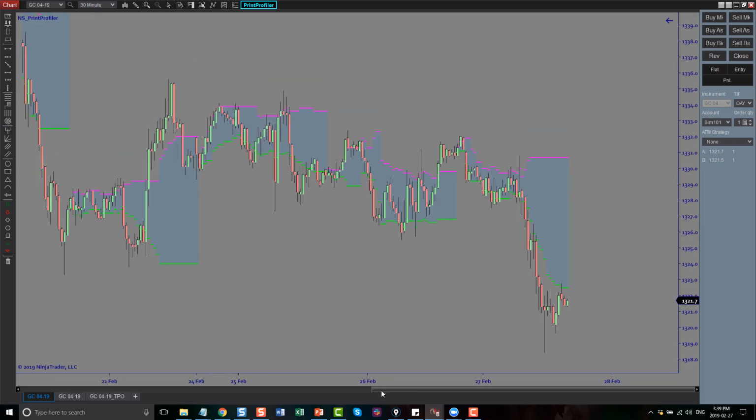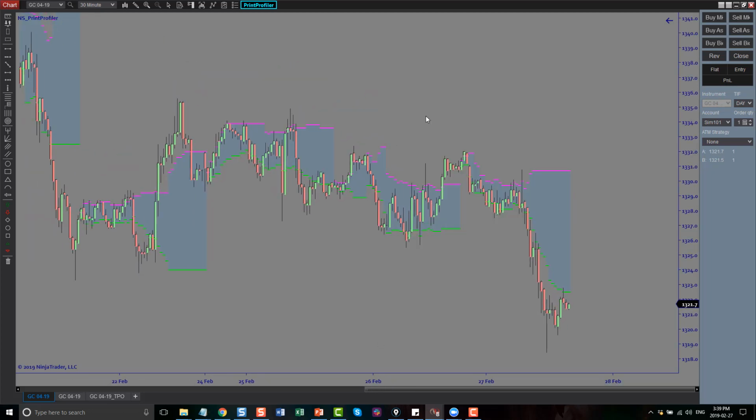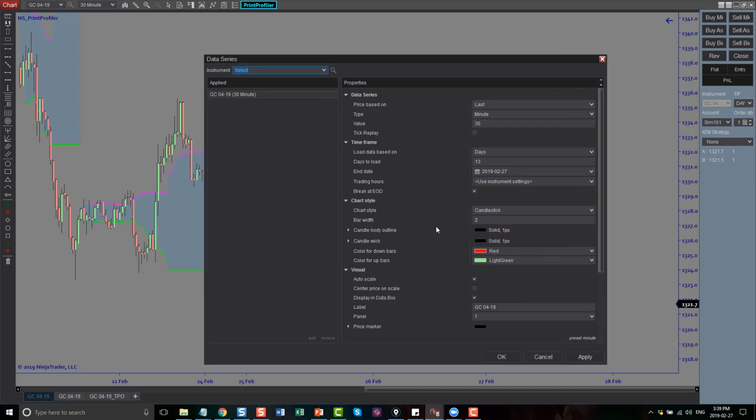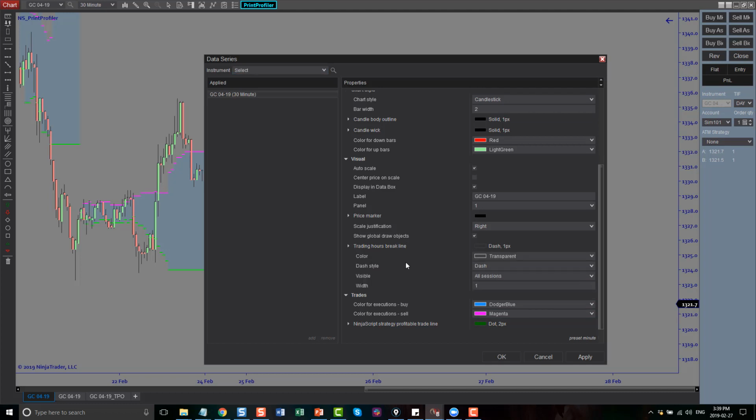And here's the fun part. I can put on the data selectors in here into the indicator section. Let's go back here.